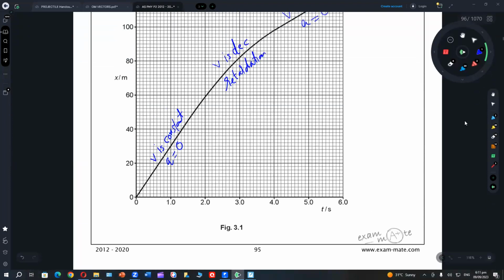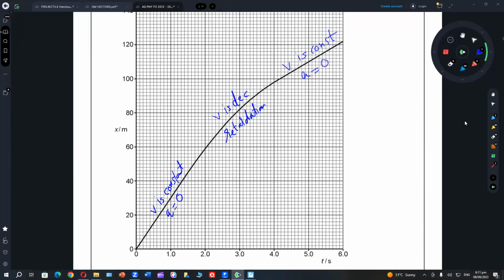So can anyone help me to start it? The graph is in front of you. Now you will say initially the velocity is constant. I will not mention acceleration, as the examiner wants only velocity. I will not mention numbers because the examiner wants qualitatively. Then velocity decreases, and in the last, velocity becomes constant again.